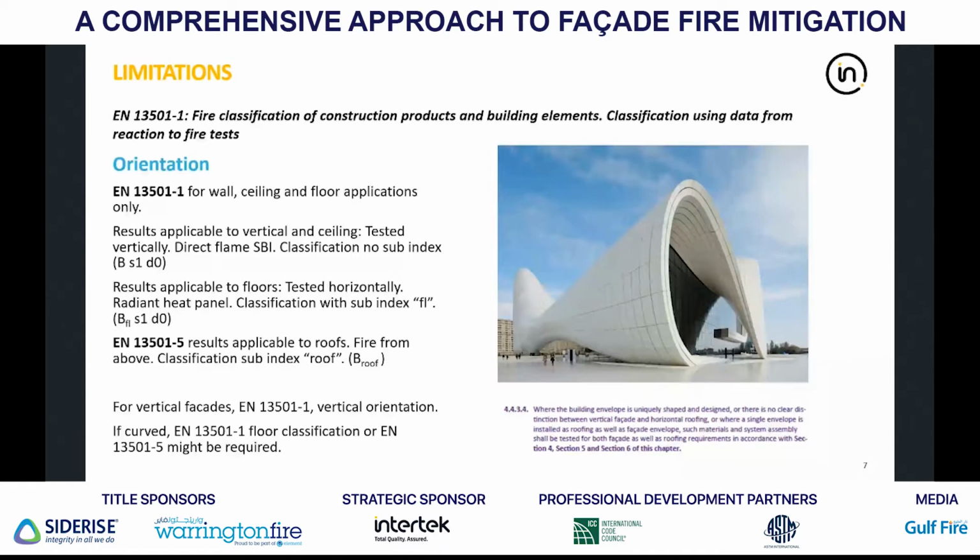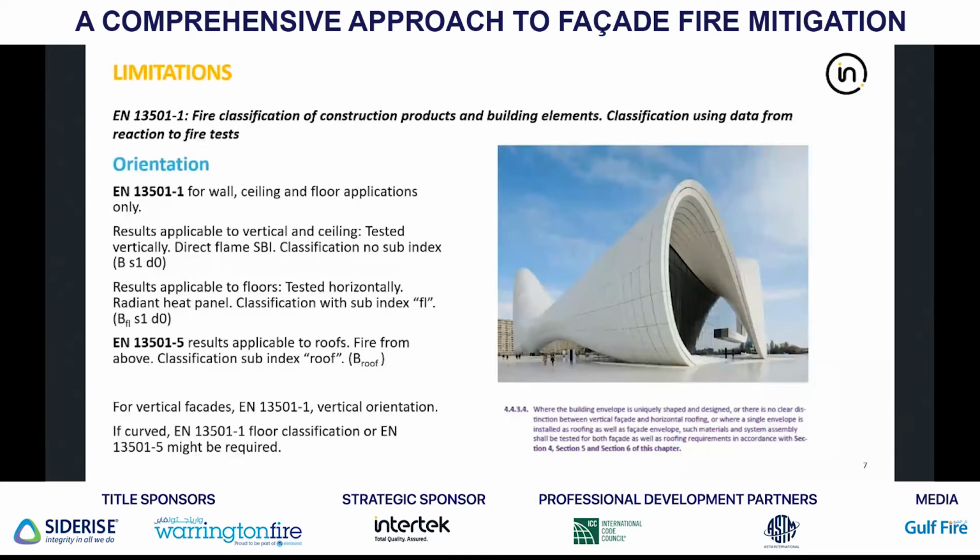Then we also have 13501-5. This is the classification for roofs. Why am I mentioning this in exterior walls? Because we're in the Middle East. And here you'll find facades, very unique, unbelievable projects. So like in this photo, you have this facade that goes and turns into a roof. And then even here on the inside, in the entrance, you could consider this to be a floor, okay?